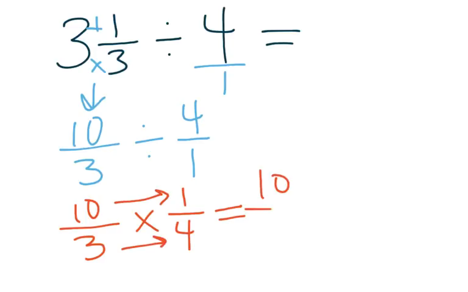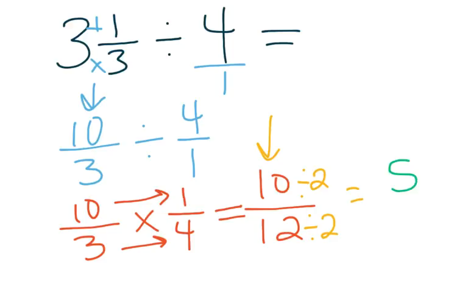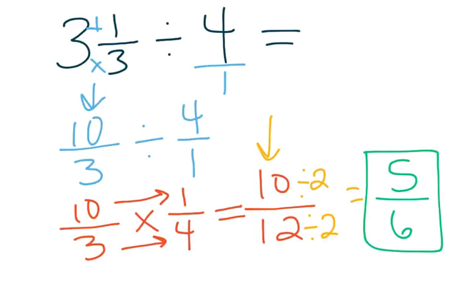10 times 1 is 10. 3 times 4 is 12. This fraction can be simplified by dividing by 2. When I divide by 2, I get 5 on the top and 6 on the bottom. So my final answer in simplest form for 3 1/3 divided by 4 would be 5/6.